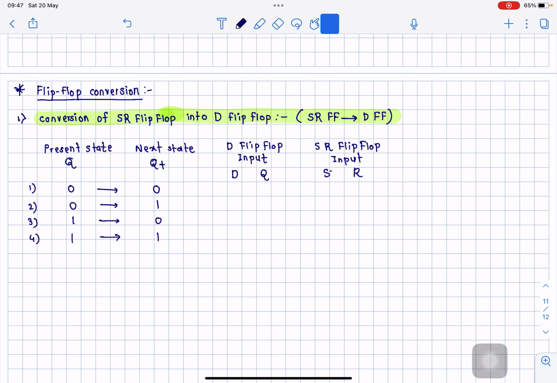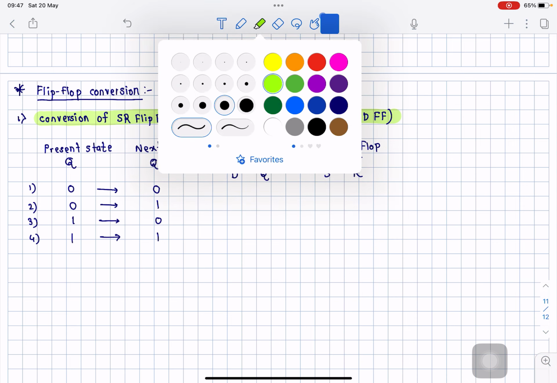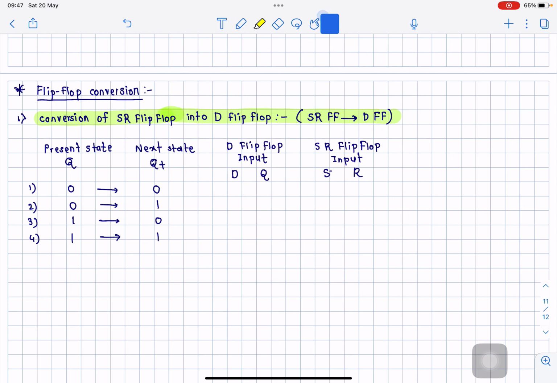Now whatever we wrote in the present state here, this Q state we are going to copy as it is in the column of Q input of D flip-flop here.